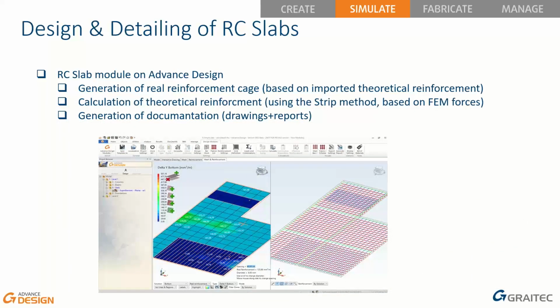And starting with this year, we have this RC Slab module included in advanced design also. So we can generate real reinforcement based on theoretical areas calculated in advanced design. In addition, you can calculate theoretical reinforcement using the strip method. And in both cases, we have at the end the 3D reinforcement cage. And finally, you can generate reinforcement drawings. So today I will focus especially on that point.